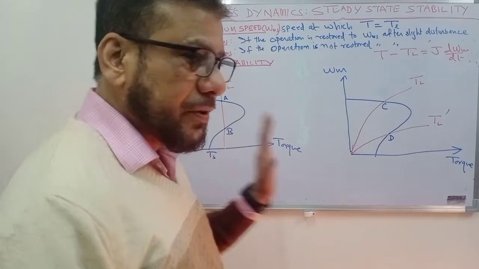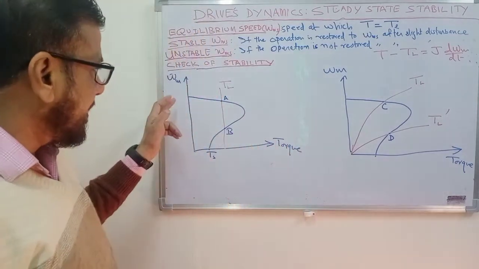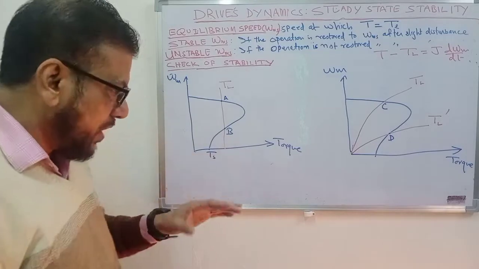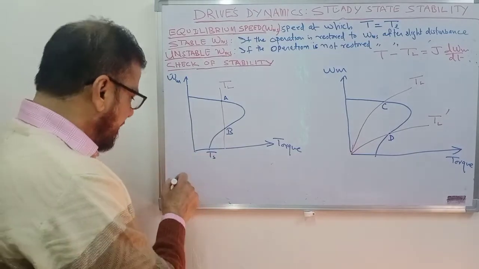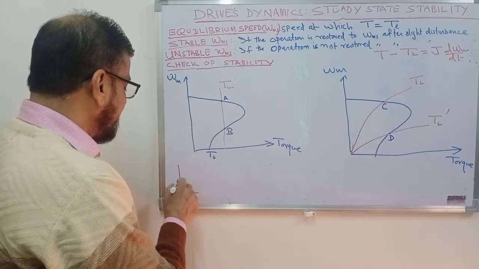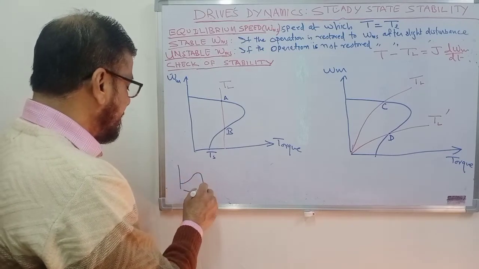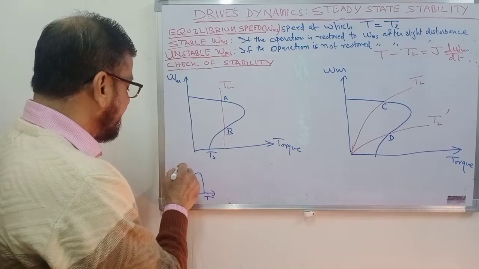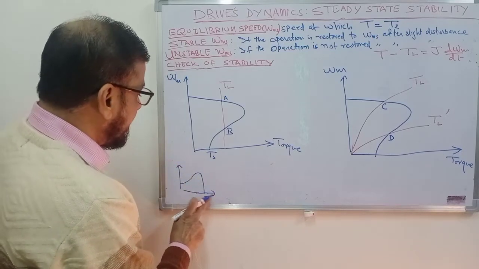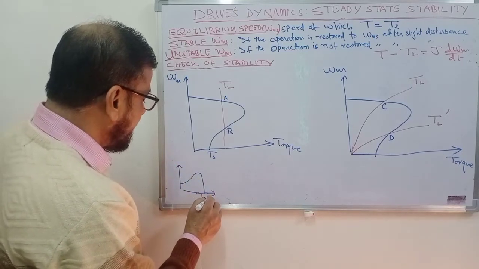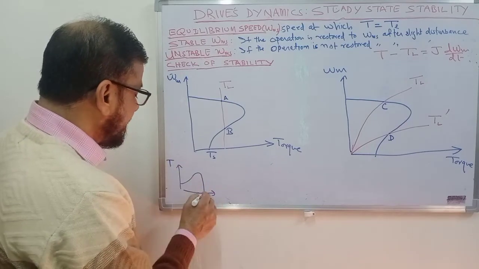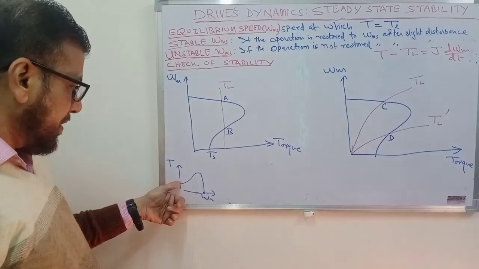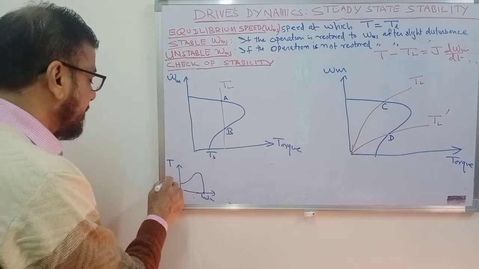Now here I have drawn the speed versus torque characteristics of the motor. Earlier we have studied the torque speed characteristic like this, where we show the torque on this axis and speed on this axis. This speed we called the synchronous speed, starting point. So this was the starting torque.